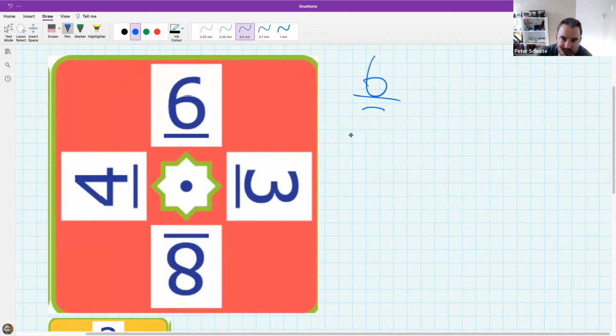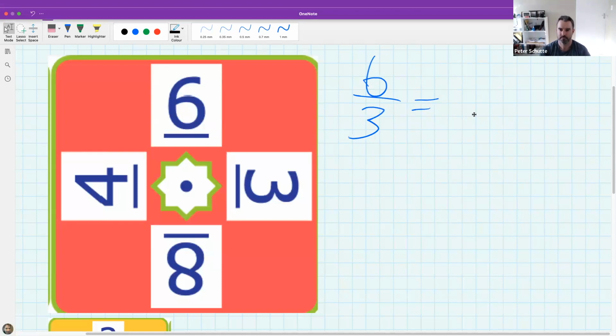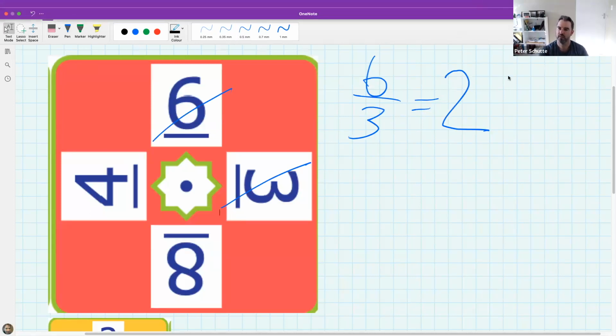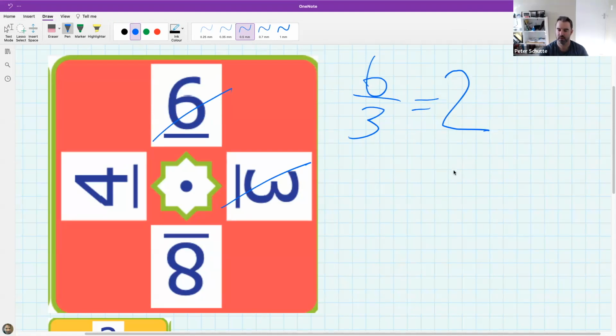I'll give you a hint. If I go 6 divided by 3, what do I get? So 6 divided by 3, I should get 2. And I've used up those two numbers, but now I still have to get the 4, the 8, and the 2 to make 24. Who can get to 24?